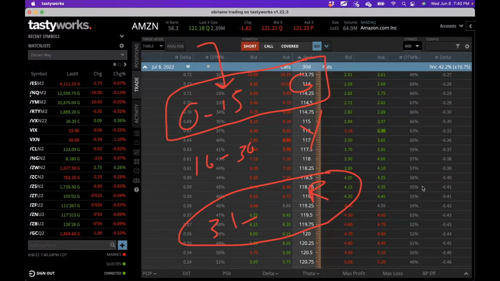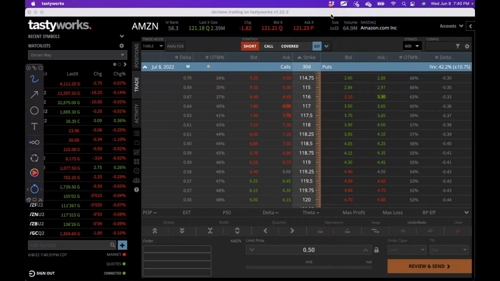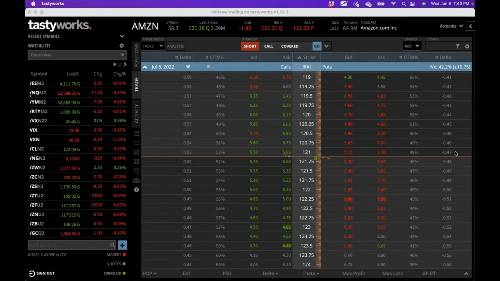If we were at a 50 delta, which is at the money, right, then it's basically about to go in the money, right? So what we're trying to do in the Dorian Way is avoid having to go in the money. So for example, on this put side, this is the in the money area on the put side, and then this is the in the money area on the call side.